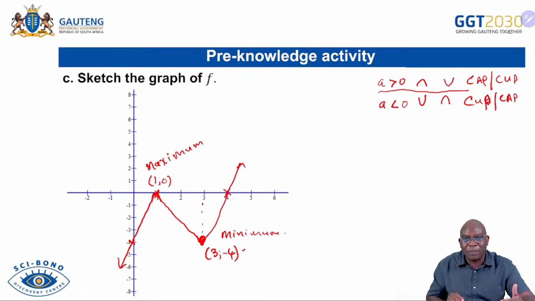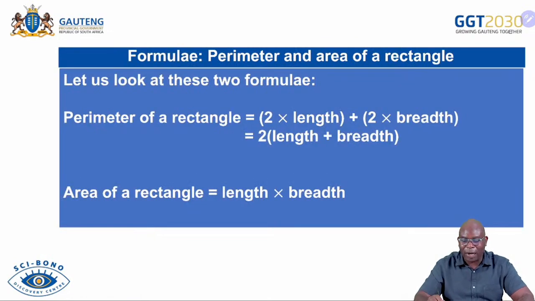So I've got the maximum point and the minimum point. So this is what we're going to be dealing with in the next slide now. Okay, now we've drawn our sketch. Nice. So now the next one, let's look at the formula that we're going to use in this optimization.